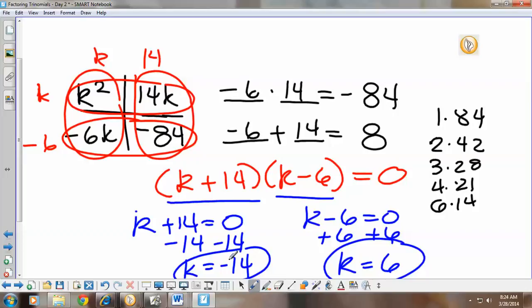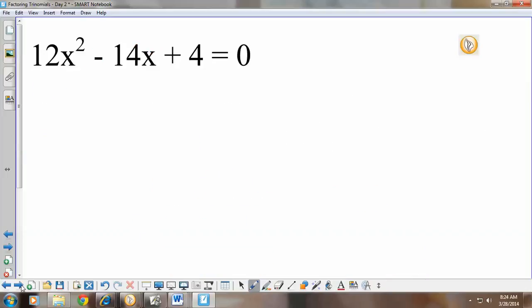How about this one? 12x squared minus 14x plus 4 equals 0. Do we have a greatest common factor? Yes, 2. We need to do that up front, just like we talked about a little bit ago, if you were in here when we went over homework.